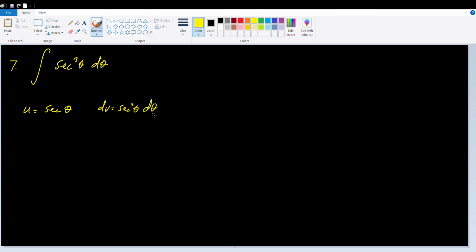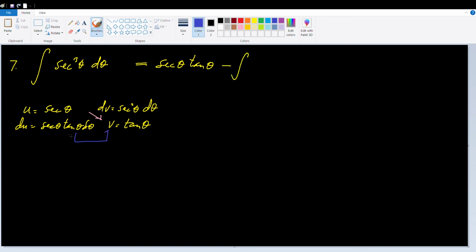Why are we doing that? Because we know the exact integral of secant squared theta d theta. Secant squared theta d theta is the exact differential of tangent theta. So we take the differential of secant, which is secant tangent, and then the integral of secant squared theta d theta is tangent theta. So u times v gives us secant theta tangent theta minus the integral of v du, which is tangent theta.